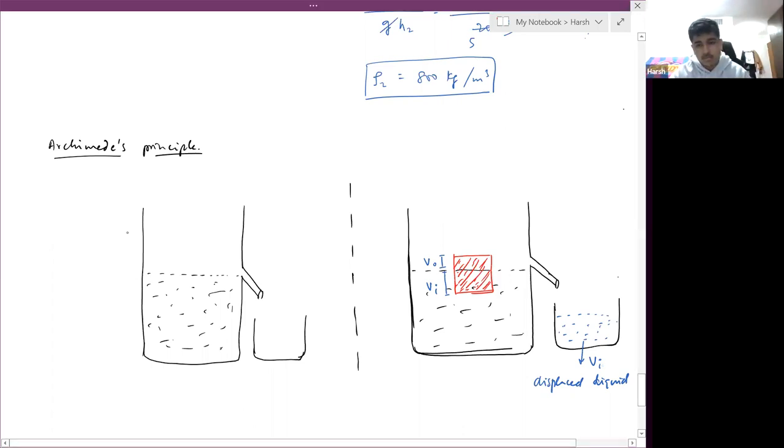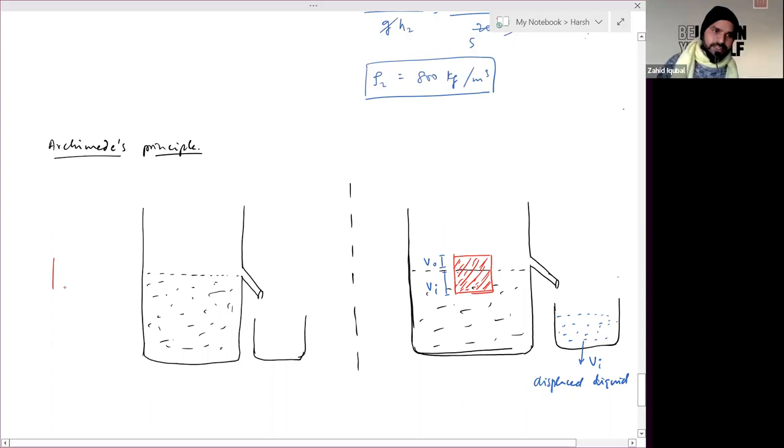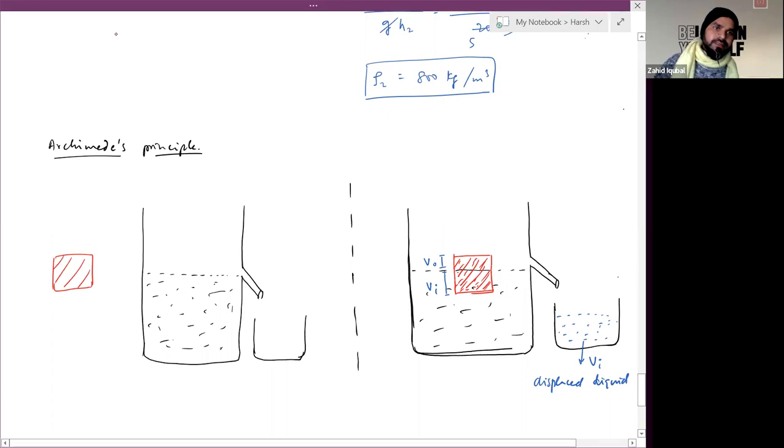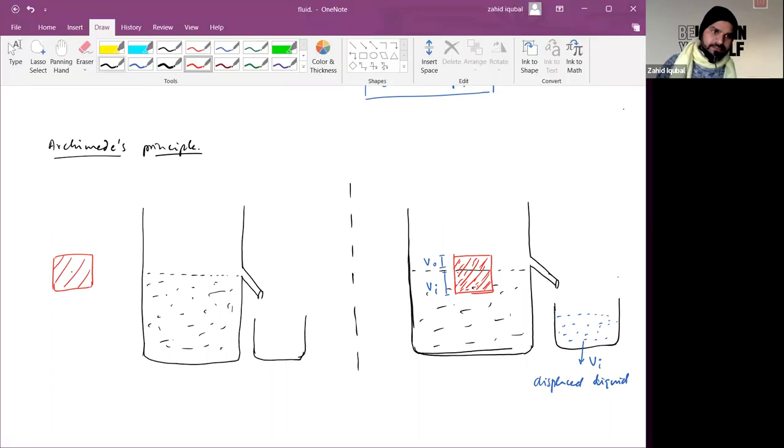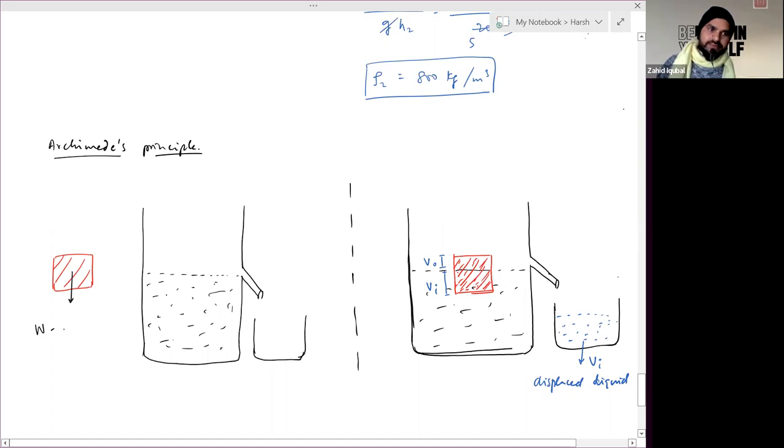Now, initially suppose this object was in air. So it must be experiencing some downward force due to gravity. So force or weight will be mass times gravity. If you convert mass in terms of density, it will be rho into volume into gravity. Now, on inserting this object into this liquid, it will experience a lesser weight due to a force called buoyant force acting in the upward direction.